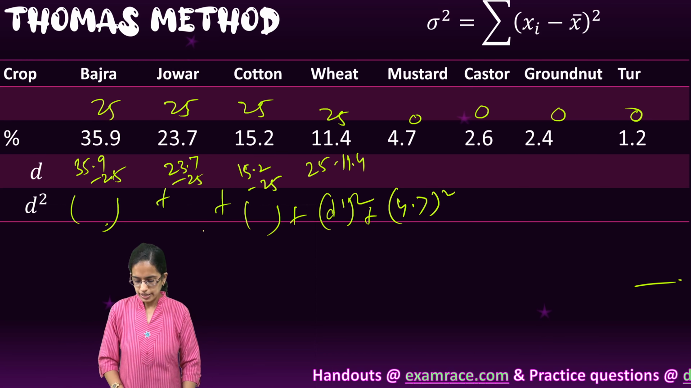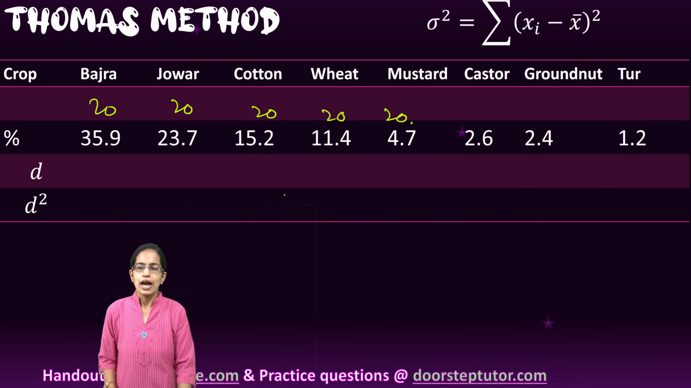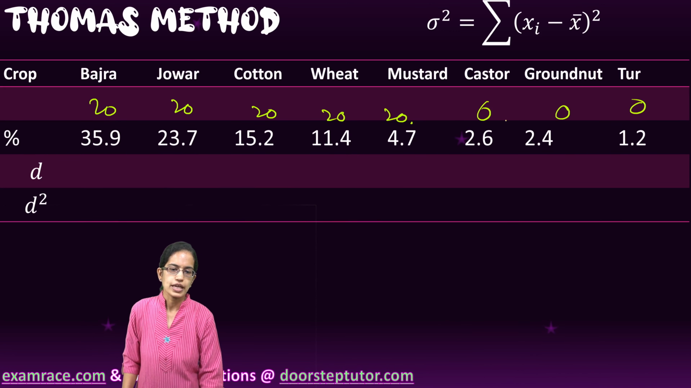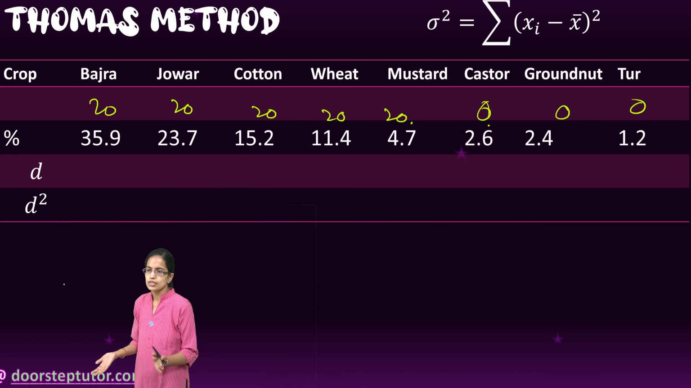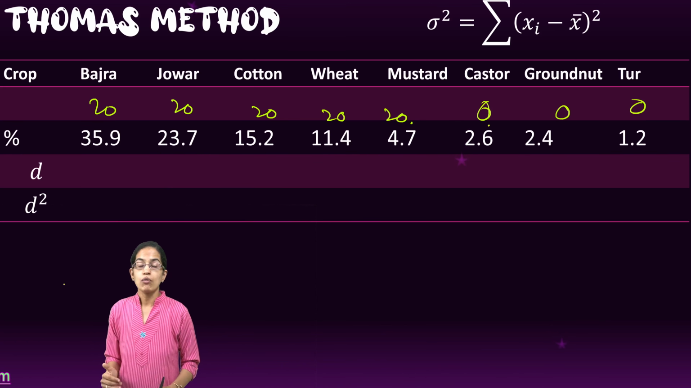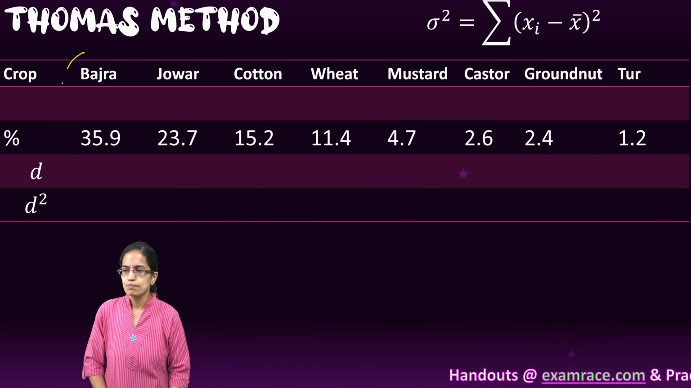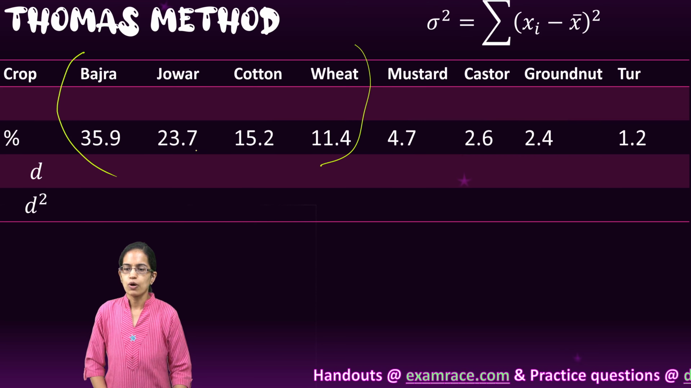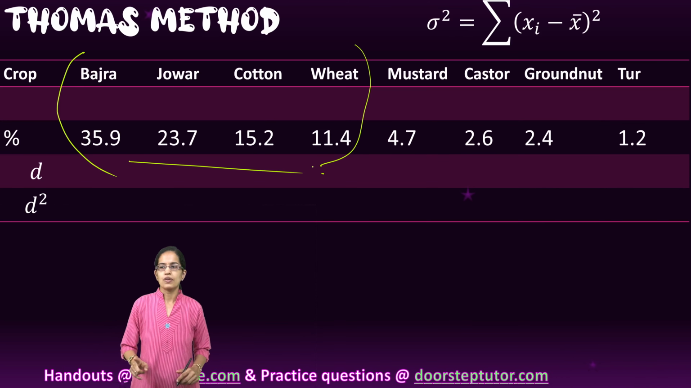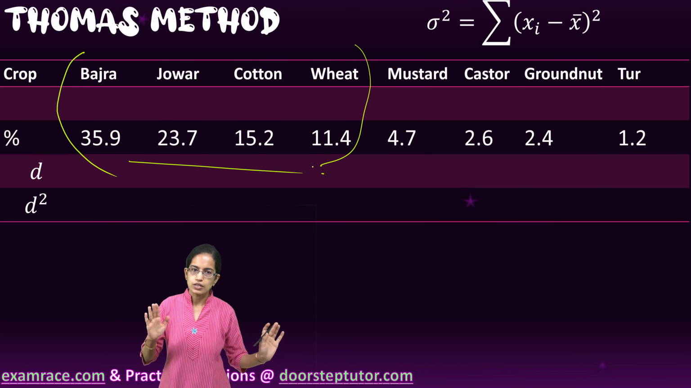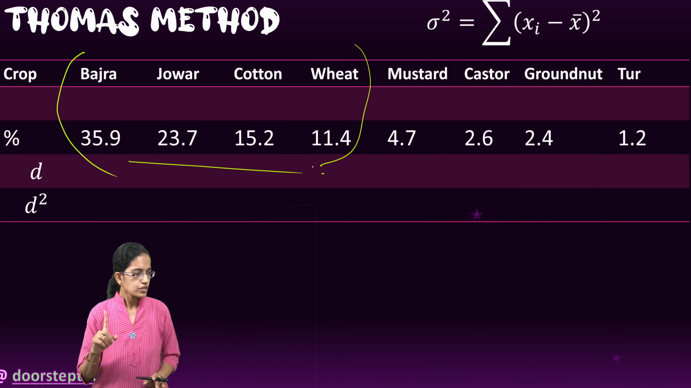We can calculate it with 5 crops. So I can take the share as 20, 20, 20, 20, 20 and divide it into 5 crops, and the rest of those I can mark as 0, 0. I can take the value for d and d square and calculate it further. But my lowest value would come with 4 crops, and therefore ideally in this parcel of land, this 4 crop combination would be the perfect crop combination. That means on this parcel of land, bajra, jowar, cotton and wheat grow best. So this was what was laid down under the Thomas method.